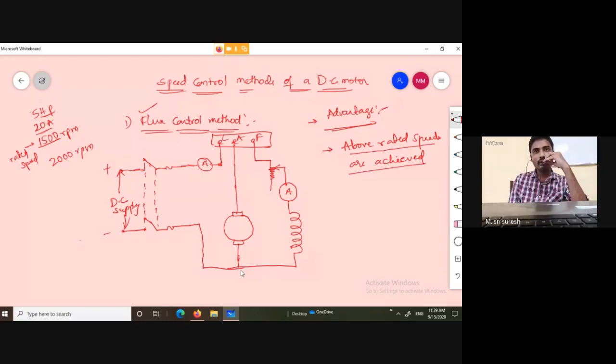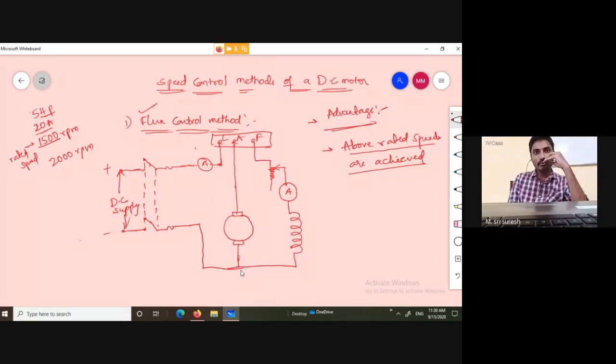Suppose in industries there is a particular requirement: the machine is to be made to run at 3000 rpm, but the machine rating is only 2000 rpm. At that time we will connect in this manner, in order to achieve high speeds or above rated speeds. Understood? This is the particular advantage of this flux control method. Now we'll see how the above rated speeds are possible by conducting this experiment.